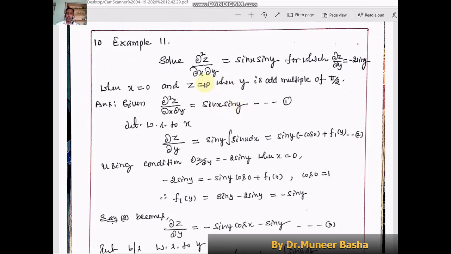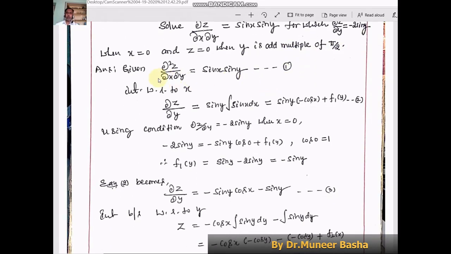Another example: solve ∂²z/∂x∂y is equal to sin x sin y, for which ∂z/∂y is equal to minus 2 sin y when x is equal to 0, and z is equal to 0 when y is an odd multiple of pi by 2. These are the given conditions.